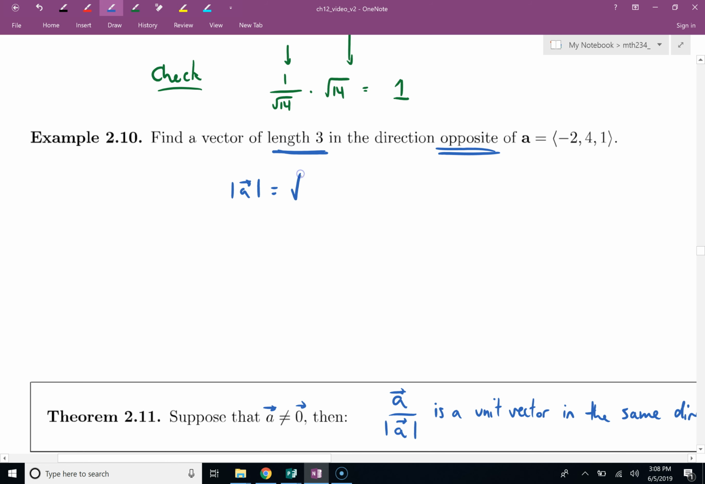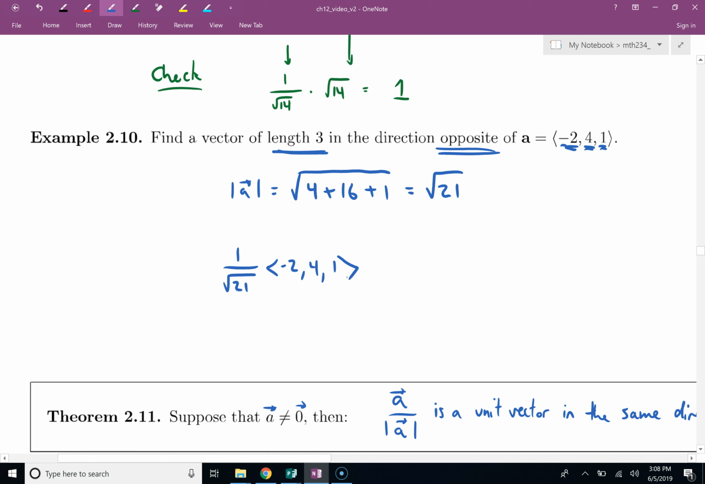So I'm going to do the square root of, and I'll just do the calculations here in this first bit. Negative 2 squared is 4. 4 squared is 16. 1 squared is 1. We add those all together, throw them all under a square root, and this gives us the square root of 21. So our length right now is root 21. If I wanted to make this into a unit vector, I would divide by this root 21, and I'd use that to multiply with my A.